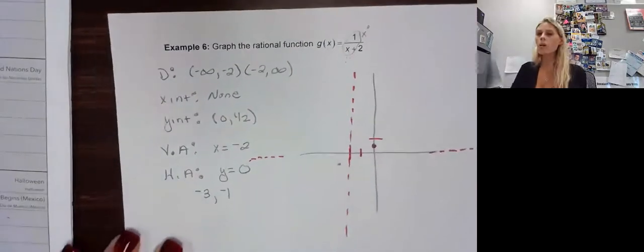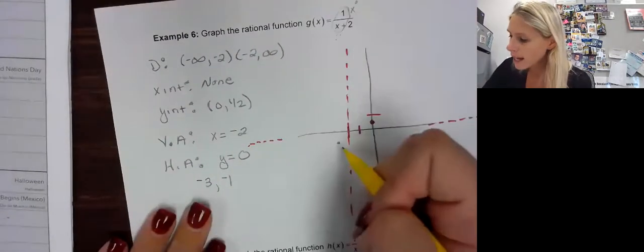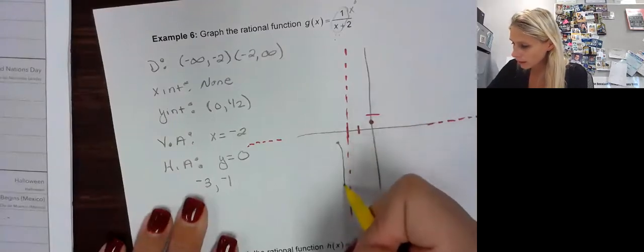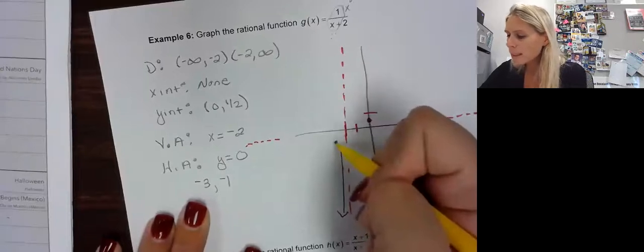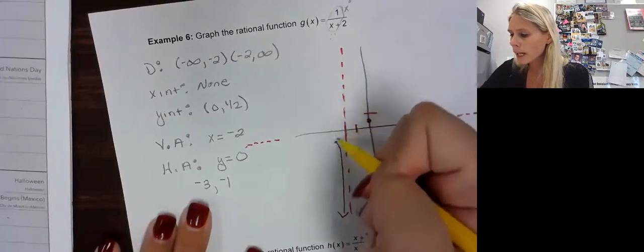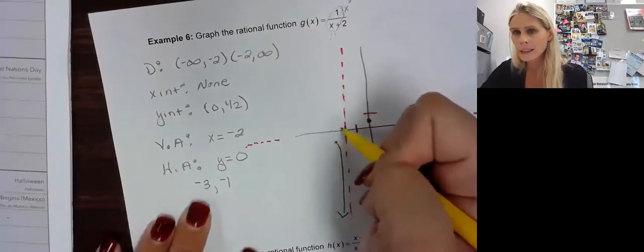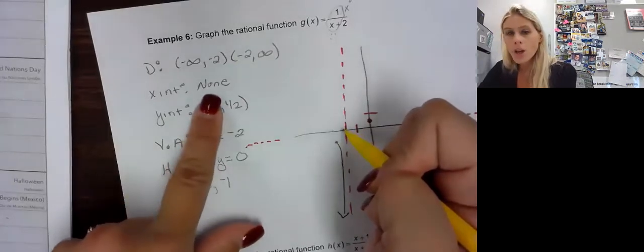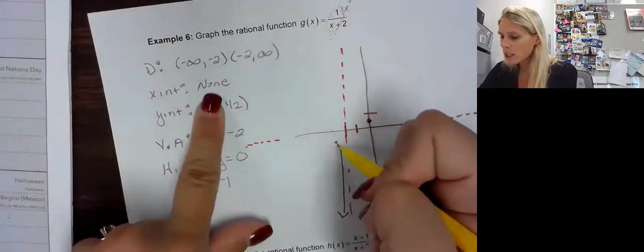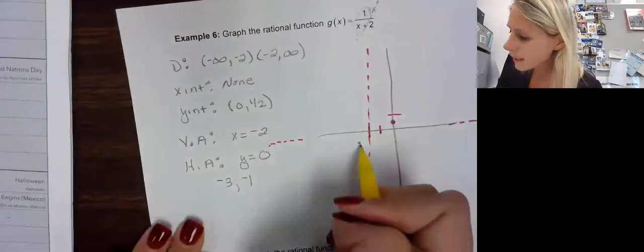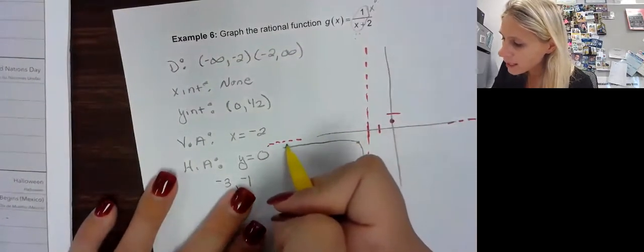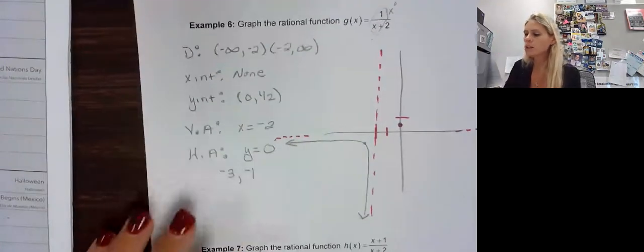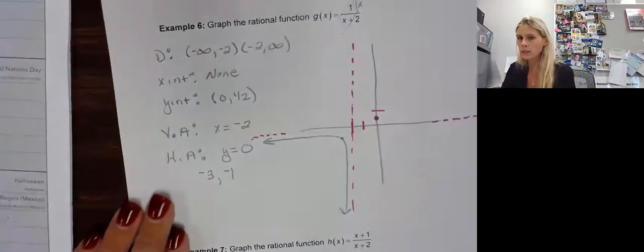And what do I know with asymptotes? I get really, really close. Now, how do I know it's going down and not up? Because, guys, if it went up, I would cross the x-axis. But remember, there is no x-intercept. So it has to go down like this. And, of course, at the end here, again, because we can't cross the x-axis, it gets really close to that horizontal asymptote.